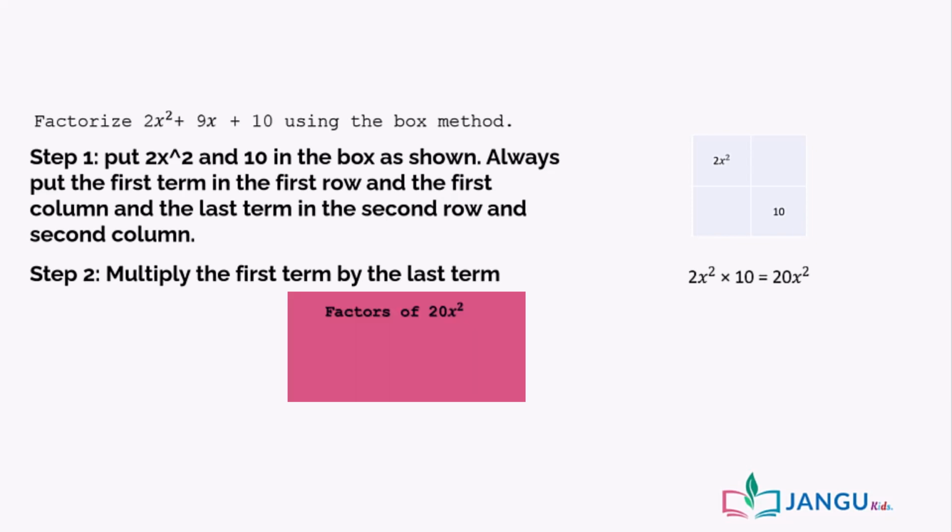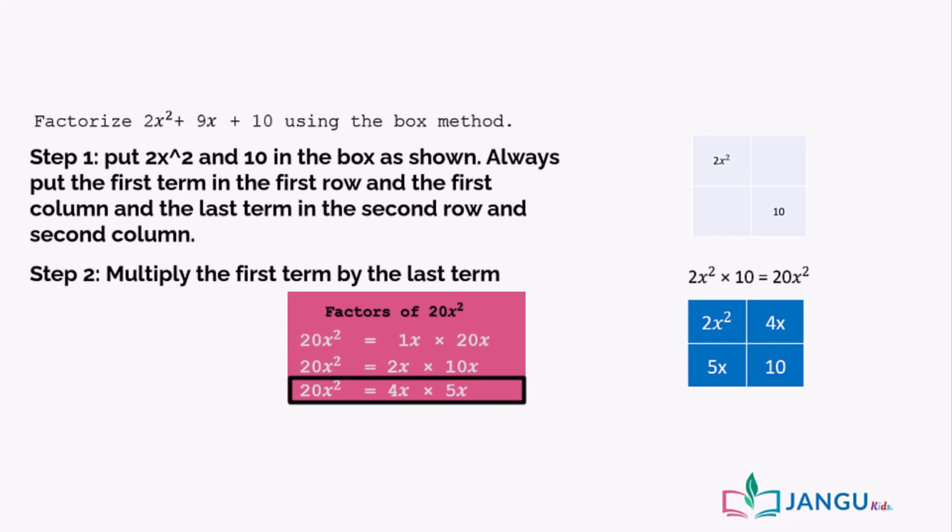Next, find the factors of 20x squared that will add up to the second term, or 9x. These are some factors. 20x squared is equal to 1x times 20x. 20x squared is equal to 2x times 10x. 20x squared is equal to 4x times 5x. We can stop right here since 4x and 5x add up to 9x, and of course 20x squared when multiplied. Then insert 4x and 5x in the box.